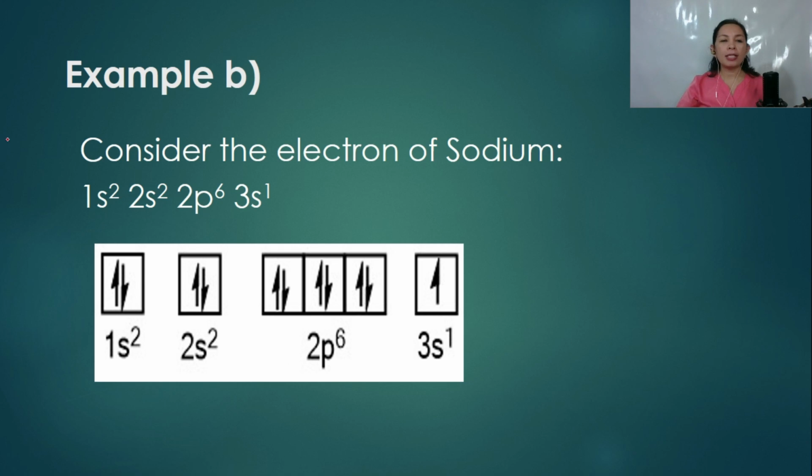Okay, some more examples. We have here sodium having 11 electrons. So we have 1s2, 2s2, 2p6, and 3s1. So 1s, again, we have 2 arrows. 2s, 2 arrows. In 2p, you have 6 arrows, 2 each. And 3s, we only have 1 arrow.